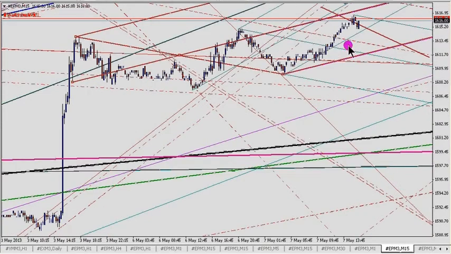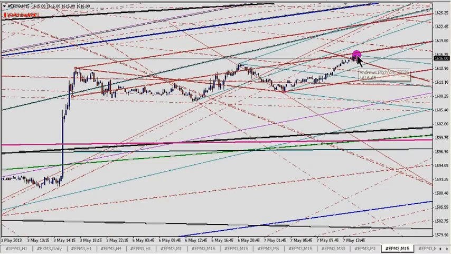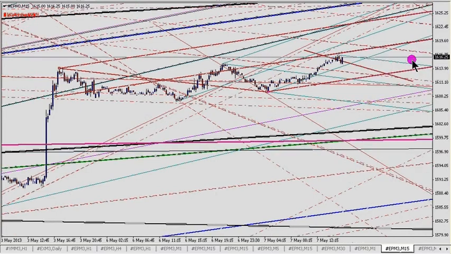What we're really interested in is what's going to happen this afternoon. We need to make a break up. We've already got a new all-time high here.